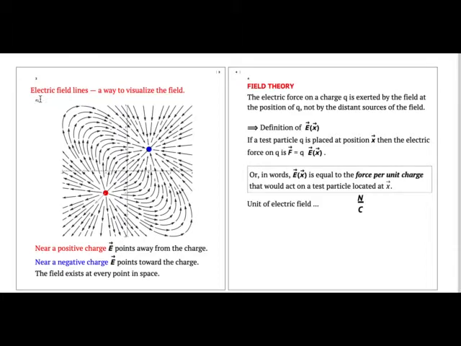There's a way to visualize the electric field, which is to draw the electric field lines. Here's an example. Suppose we have a positive charge at this location and a negative charge at this location. If we put a test charge anywhere in this volume, well, this is only drawn in 2 dimensions, but you should think of it as a 3-dimensional field.